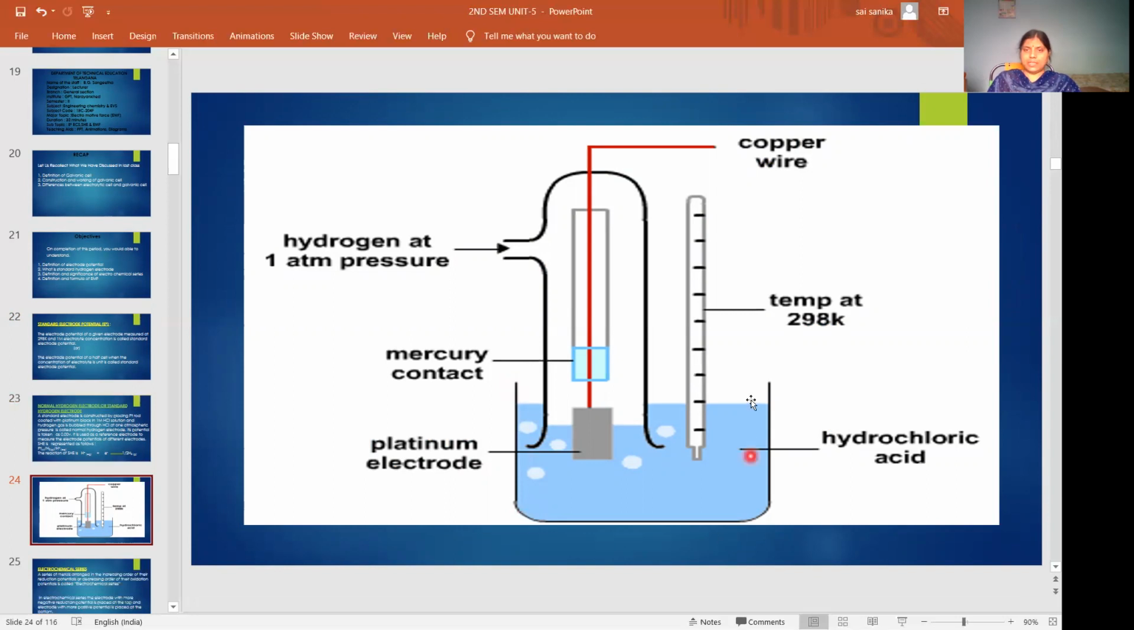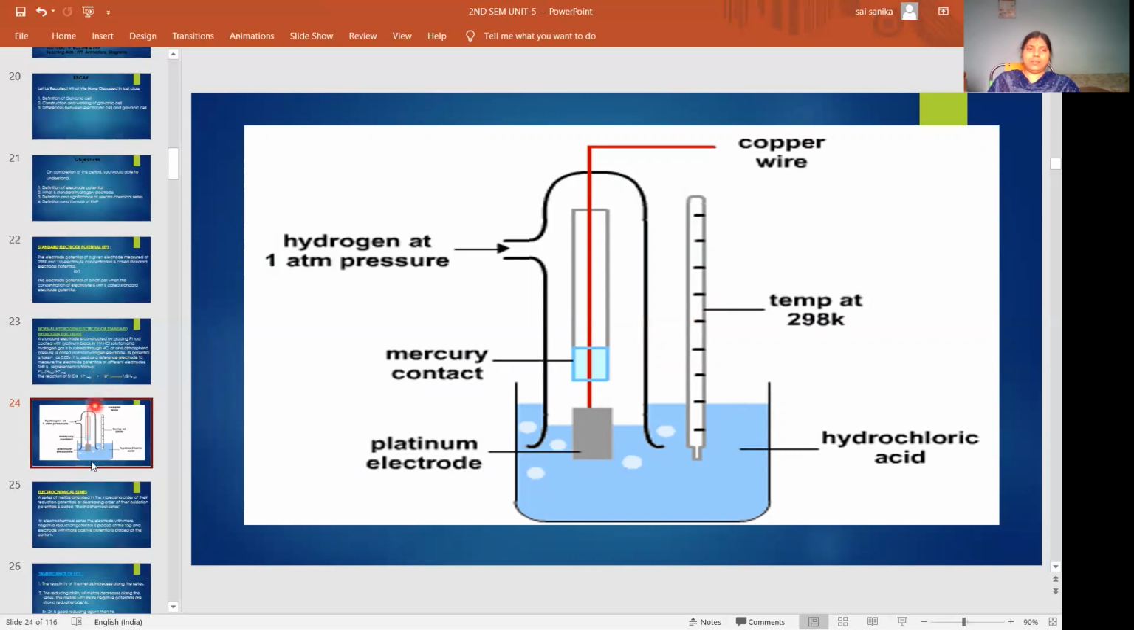So this is the beaker. In that beaker, this is the electrolytic cell. That means we are taking 1 M HCl solution and dipping a platinum wire coated with platinum black, enclosed in a glass tube. Onto that we are passing hydrogen gas at 1 atmospheric pressure. So this is nothing but the standard hydrogen electrode. The potential of this electrode is 0 volts, and this electrode is taken as the reference electrode to measure the potentials of other electrodes by constructing a galvanic cell.